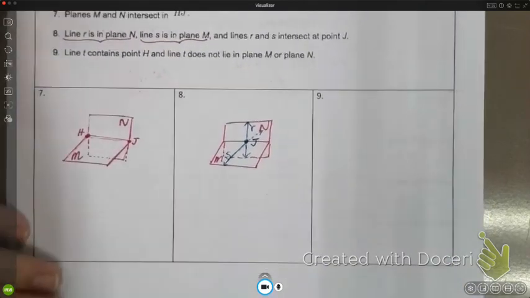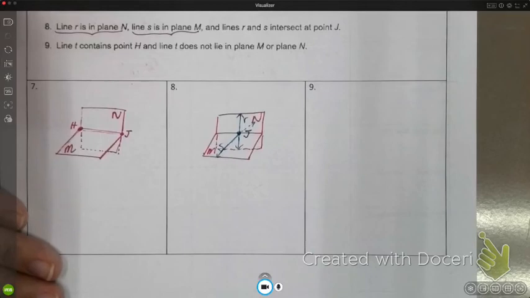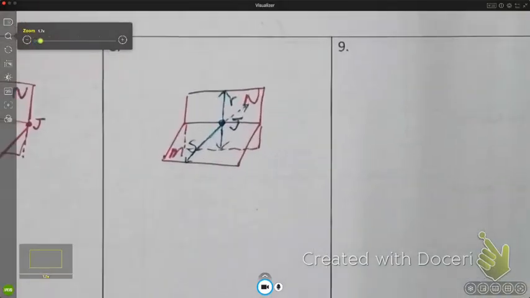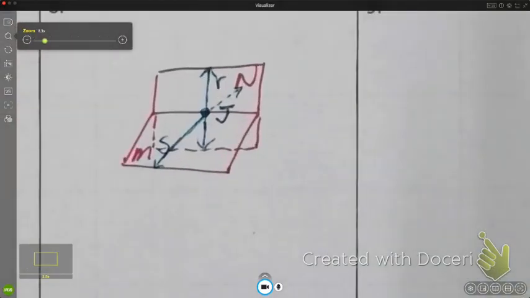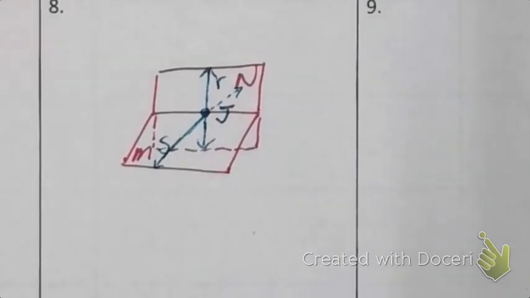Do you need me to zoom in for you? Good answer. All right, that's the best I got for you right now. So.